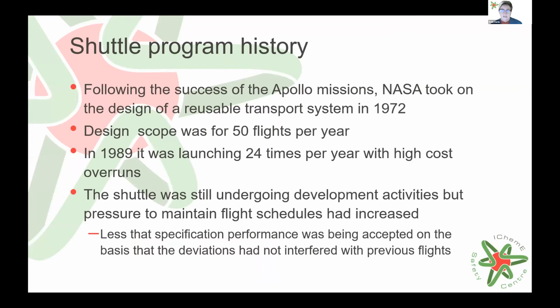We need to understand a little bit of history as to why this created a problem though. So after the Apollo missions, NASA in the US decided they wanted reusable spacecraft. So the design was so these spacecraft could do 50 flights a year. But at the best, they only ever got 24 flights, and it cost more than they anticipated. This became a problem for them because it was not delivering the expected outcome they were after. And the fact was, the shuttle was still being continually modified all the way through its life.